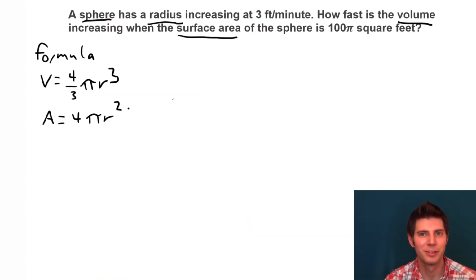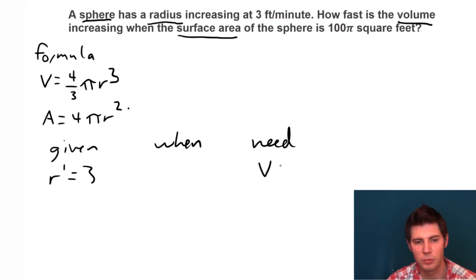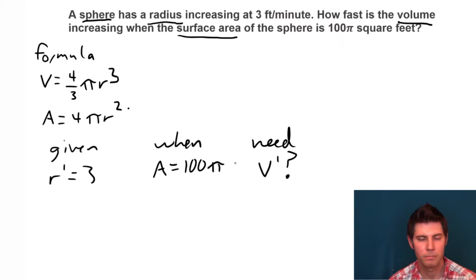So next step, given, when, and need. So the given is that it has a radius increasing at 3 feet per minute. So they're giving us r prime equals 3. The question is, how fast is the volume increasing? So we need v prime. When the surface area, so A, is equal to 100 pi. So now we want to do formulas that use our given, when, and need.